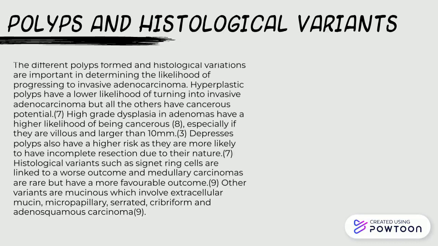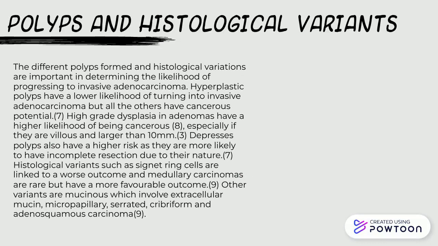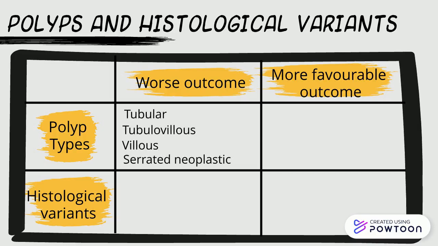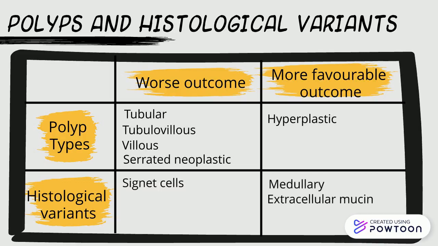Different polyps formed and histological variations are important in determining the likelihood of progressing to invasive adenocarcinoma. There are 5 main types of polyps, which are tubular, tubulovillous, villous, serrated, neoplastic, and hyperplastic. Depressed polyps also have a higher risk as they're more likely to have incomplete resection. Histological variants include signet cells, medullary, extracellular mucin, serrated, and cribriform carcinoma.